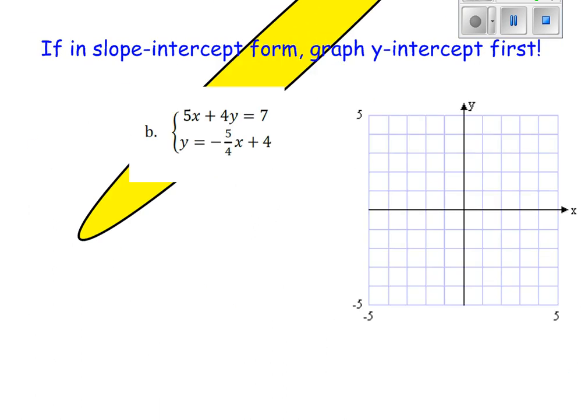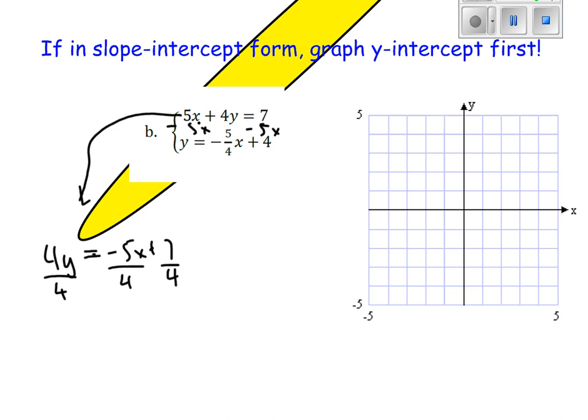So here, this gets a little bit messier. So this top one, the bottom one's nice. The bottom one's already in slope-intercept form. The top one, if I subtract 5x over, I get negative 5x plus 7. Divide by 4. So y equals negative 5/4 x plus 7/4.